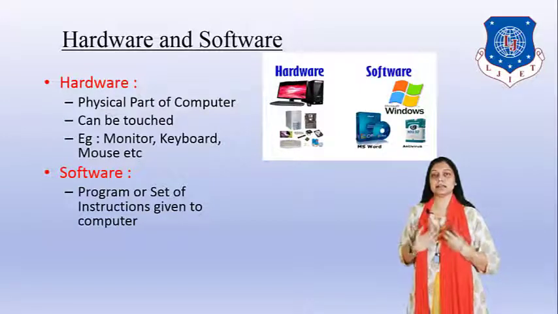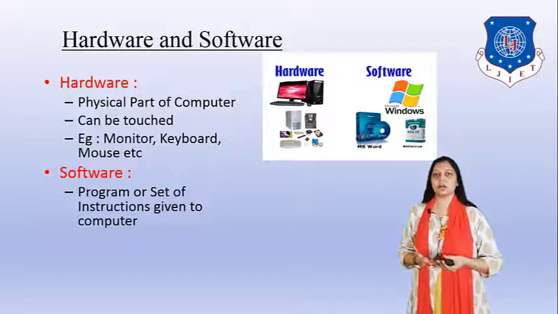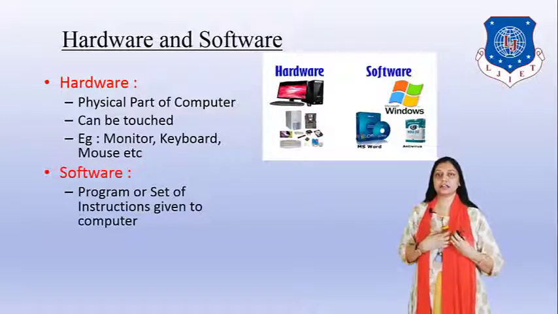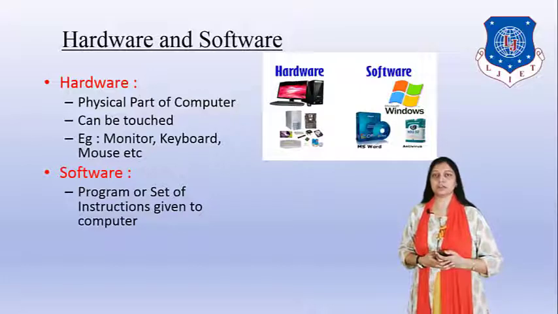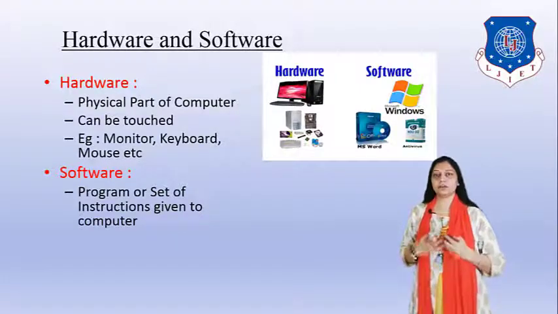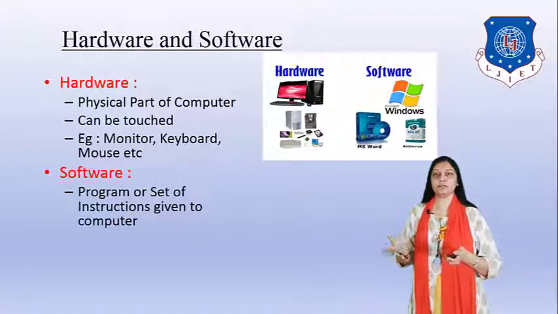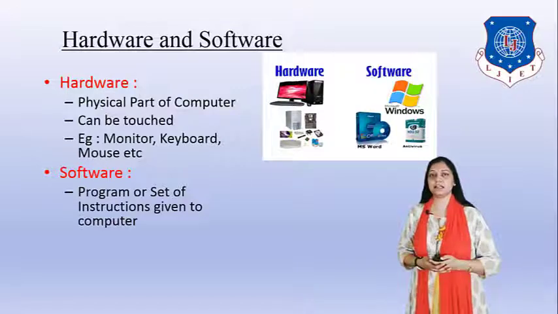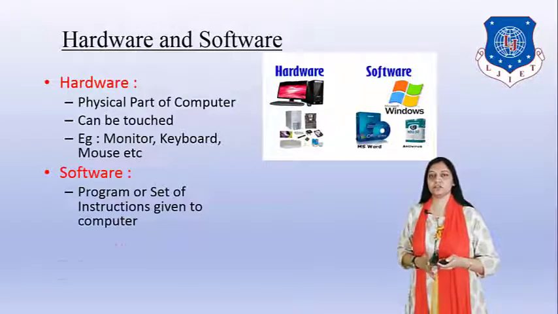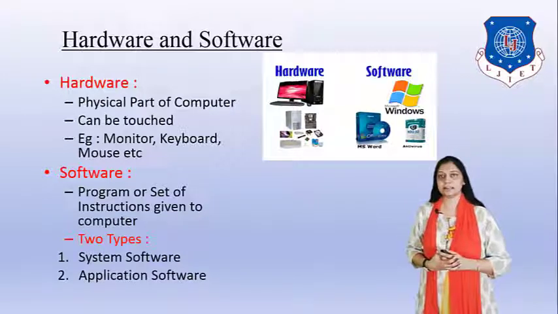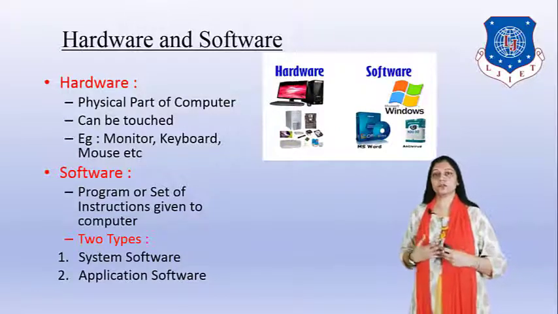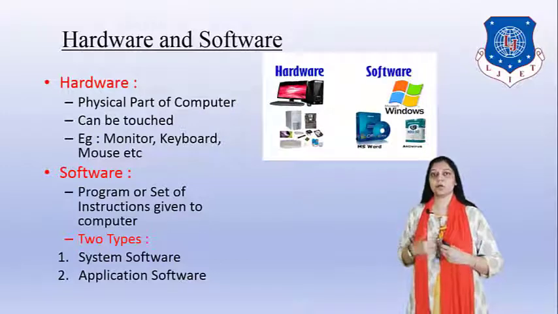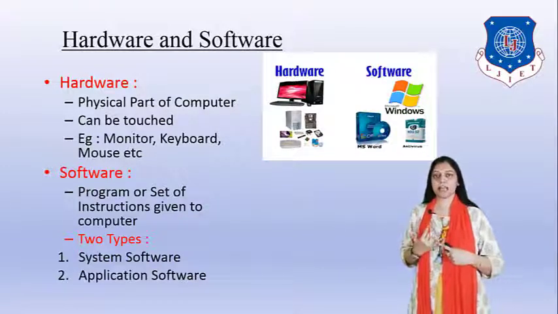So software is nothing but a program or a set of instructions that we give to the computer. All the set of instructions or the commands that we give to the computer form software. So software is also required and is one of the important controlling points of your computer. As seen in the diagram, we have different types of hardware and software. Let's go into a few more details about software. Software is basically of two types: one is system software, another is application software.